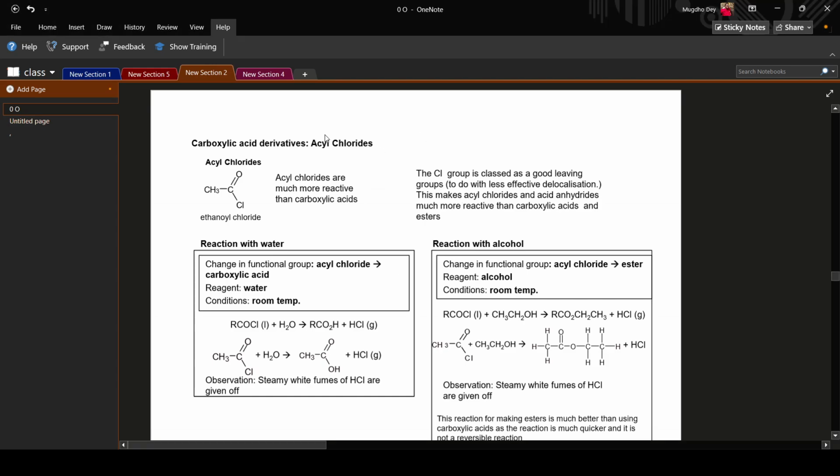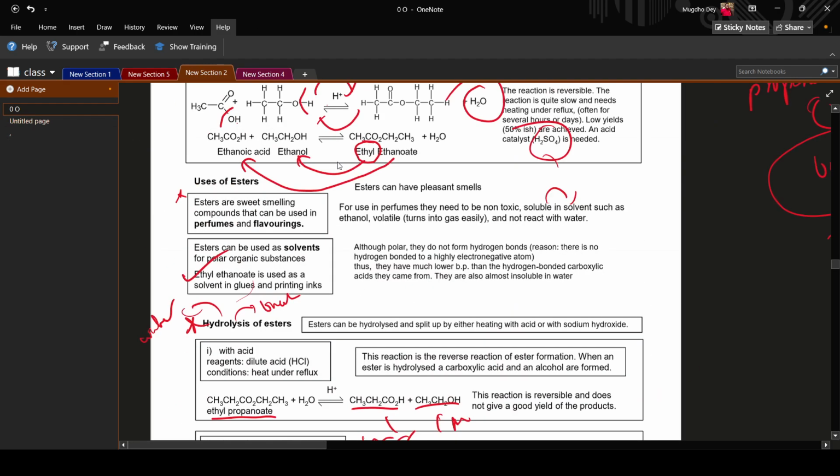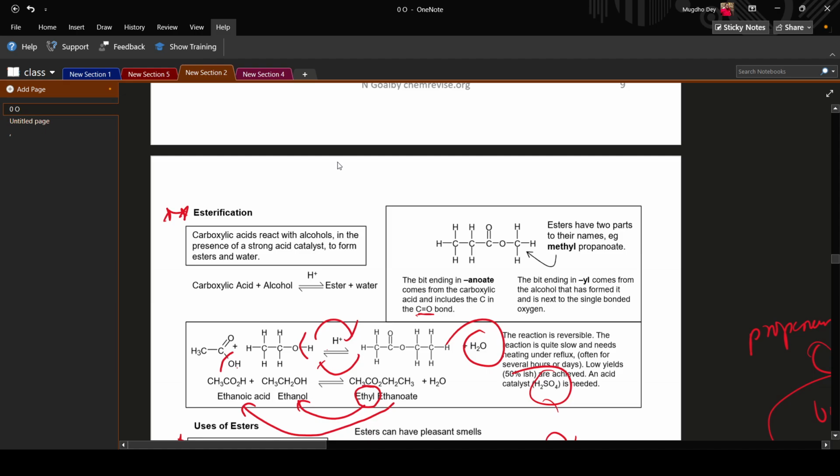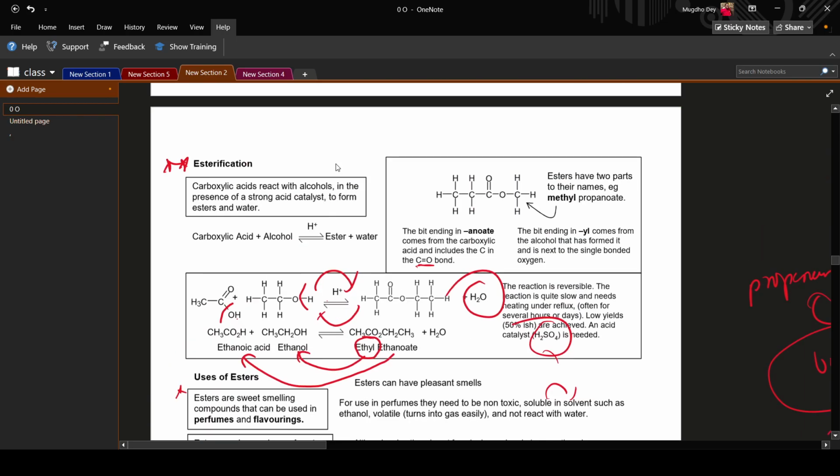Okay, the next part, the derivatives of carboxylic acid. So we were basically talking about derivatives of carboxylic acid. Ester is one derivative of carboxylic acid. What is a derivative? Something which is produced from something else, right? So ester is basically a derivative. You cannot get it directly. You can get it from carboxylic acid. That's why it's known as a derivative.